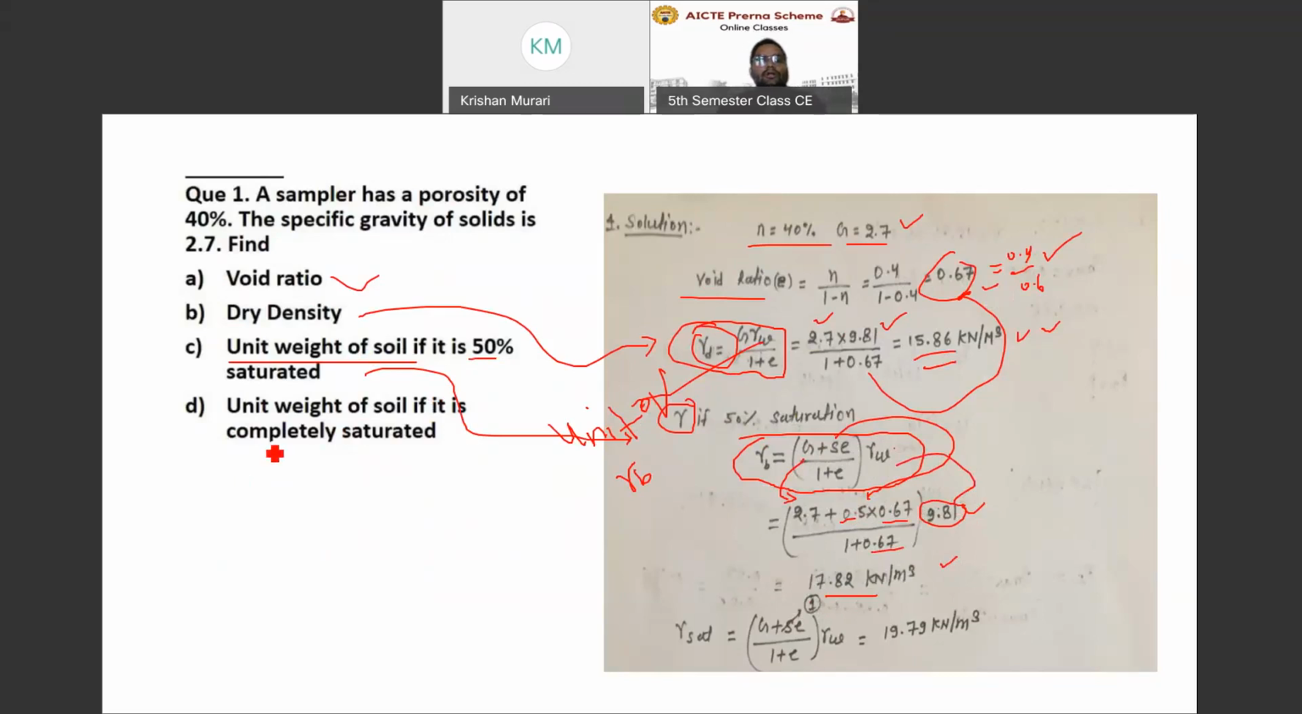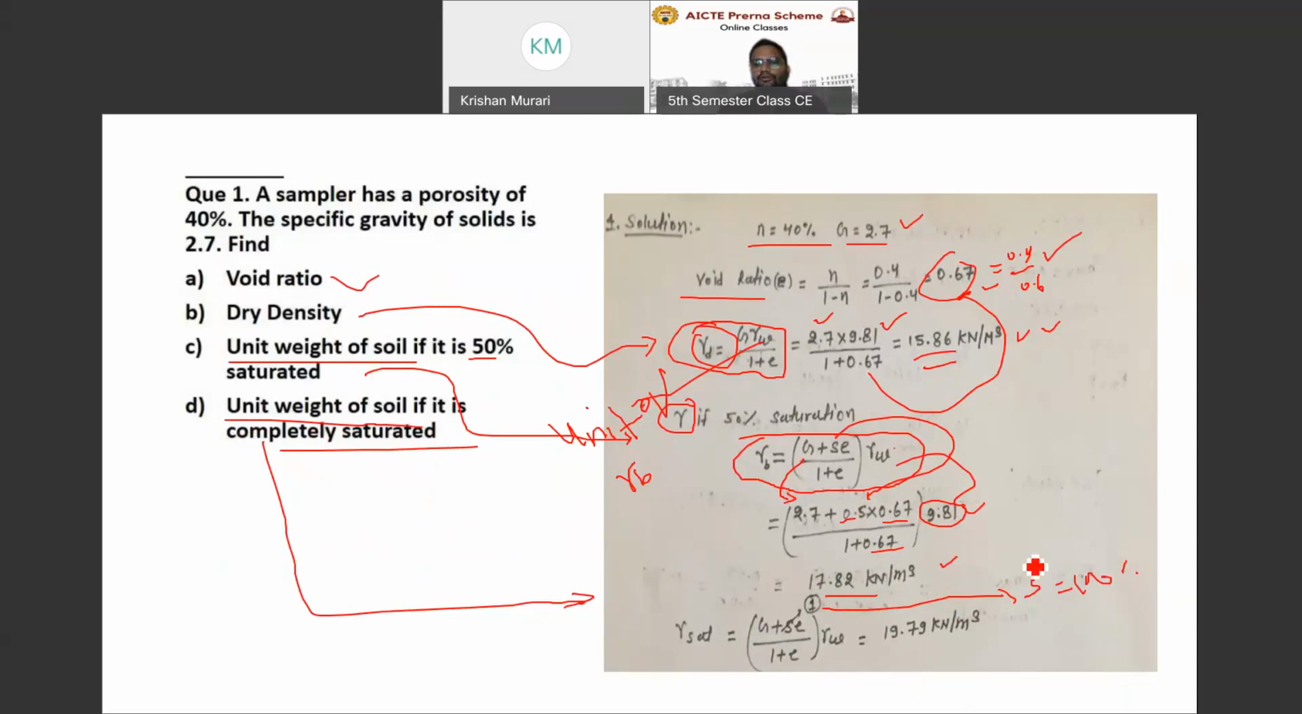Now the last part is saturated unit weight. What is the meaning of saturated soil? Saturated means that the degree of saturation is 100%. Here the value of S equals 100%, that means the S value is 1.